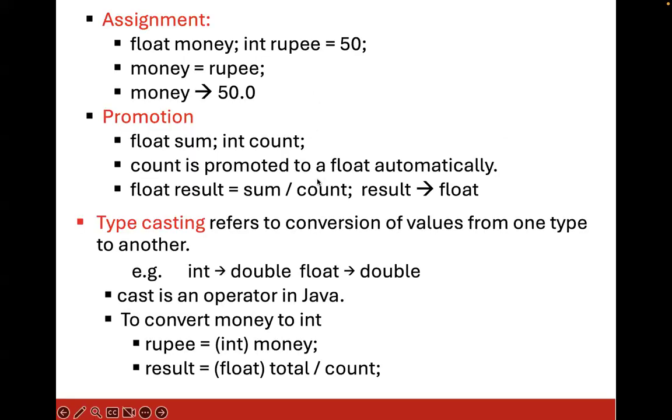So now we come to these different types of data conversion. As I told you, these are the three technical ways that we can do this conversion. We have something called assignment. We have something called promotion. We have something called casting.